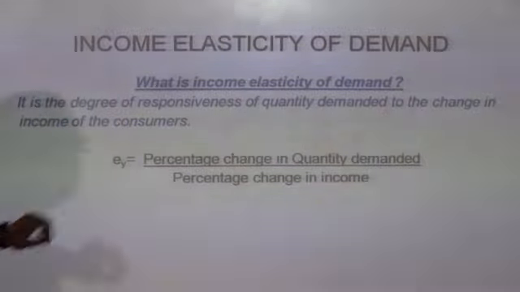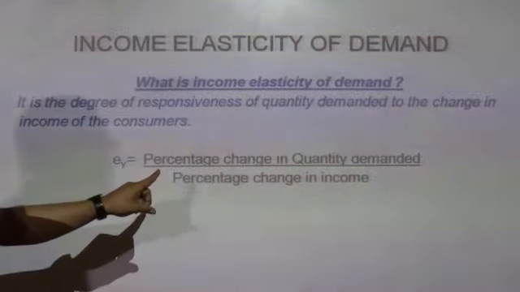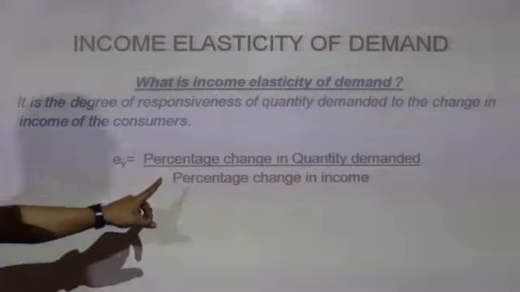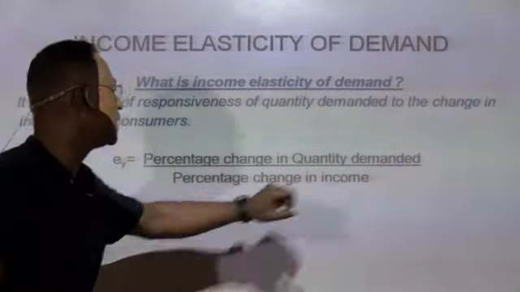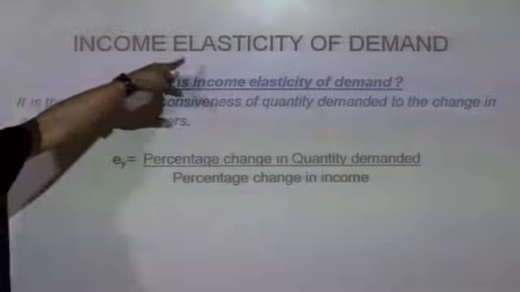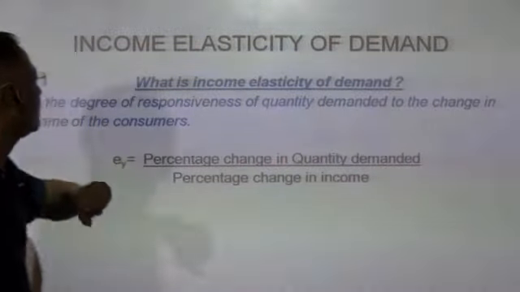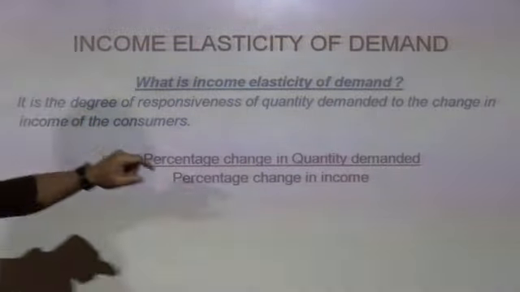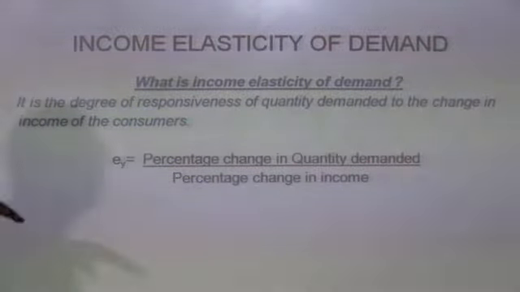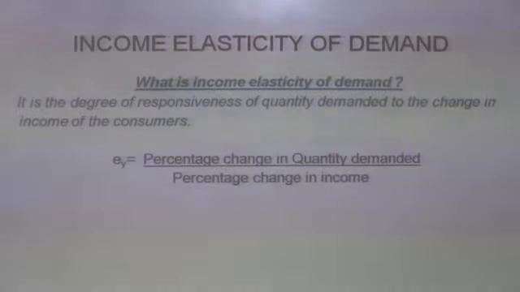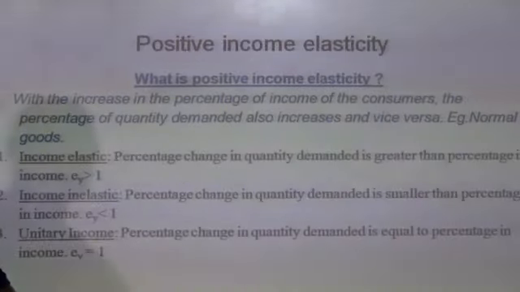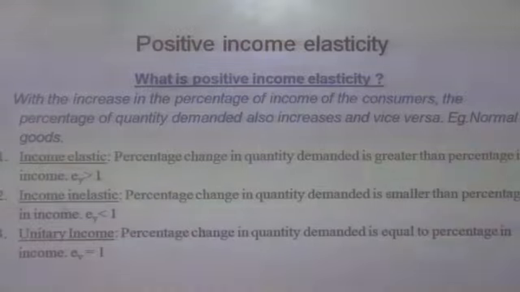So there is a formula here: percentage change in quantity demanded upon percentage change in income. This time, in place of price, we have income. Previously, in price elasticity of demand, we had price here. Now this is income elasticity of demand, so we have income here. So we will see how, when the income of a consumer changes, the quantity demanded will respond. Now, there are various ways they will respond.